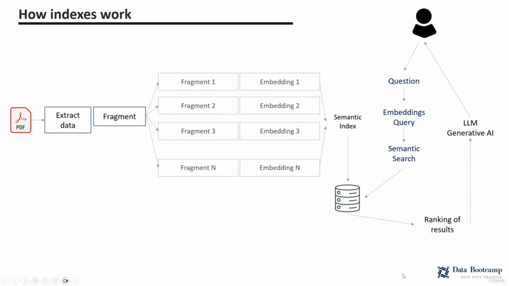This ranking of results is then passed to the generative AI, the large language model, in this case, ChatGPT, so that it can generate a response using the knowledge from the embeddings. In other words, ChatGPT will have access to the useful knowledge from the PDF to generate a response for the user. This is, in broad terms, how indices work.